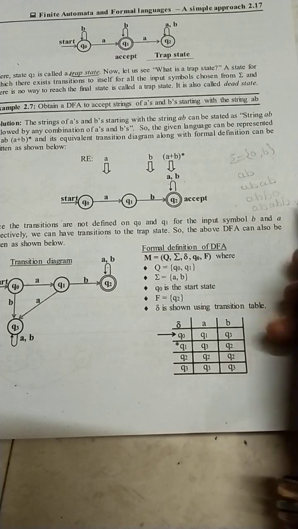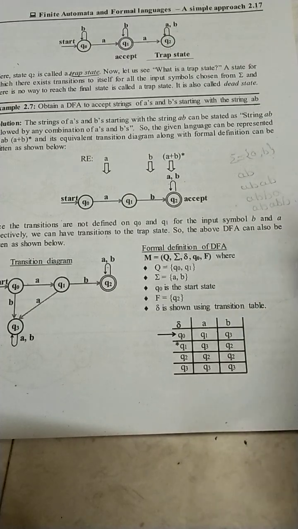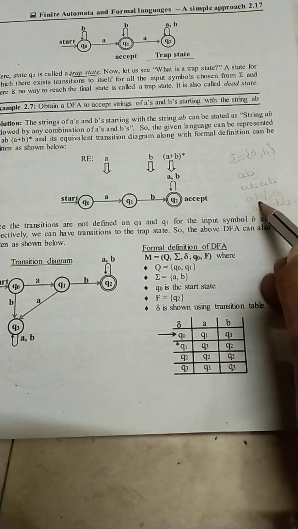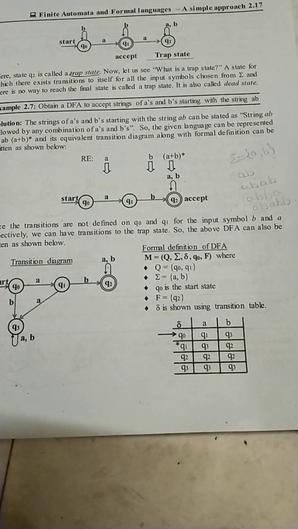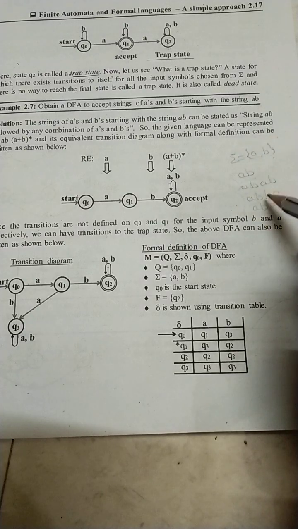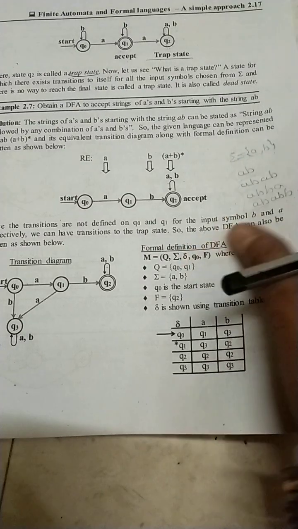So like this it may follow any pattern, but the minimum string should be AB, and it may be followed by any occurrence of A's and B's. Okay, so this is our main string requirement.